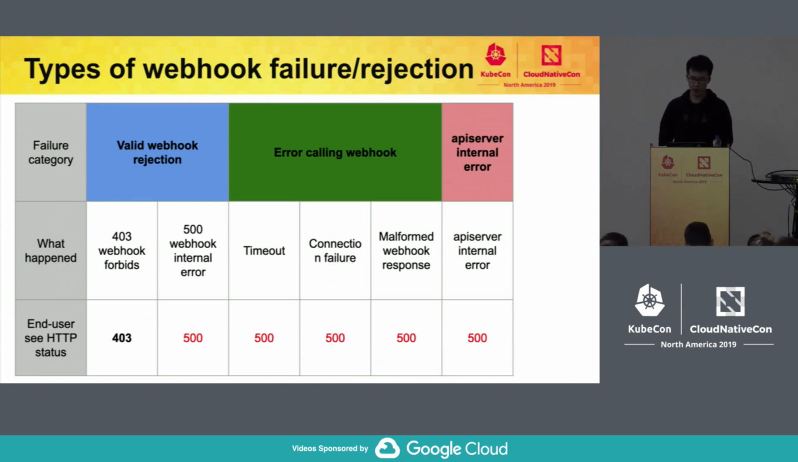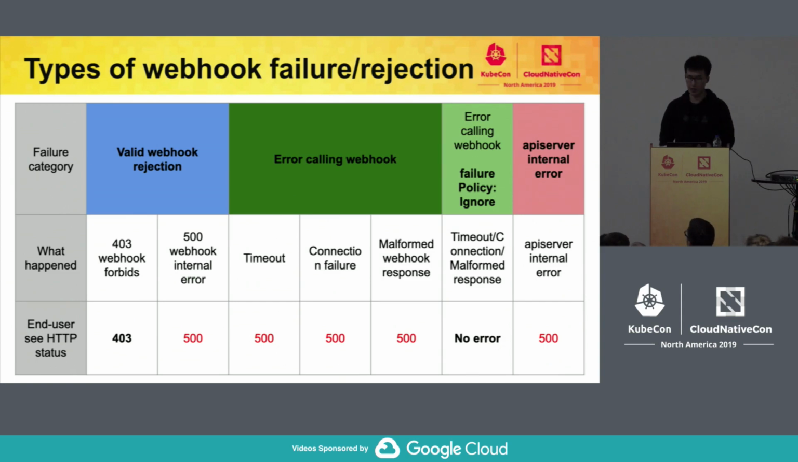The last category is the actual API server internal error. This should rarely or never happen in reality, but I'm just listing it here in case we have a programming error in Kubernetes that the API server panicked. In this case, the API server will also return a 500 to the end user.